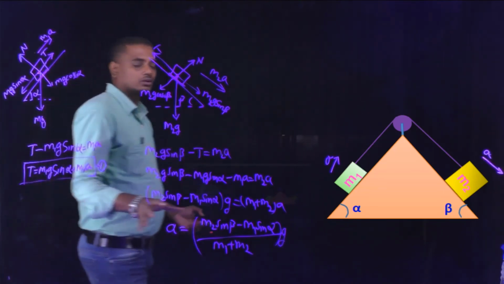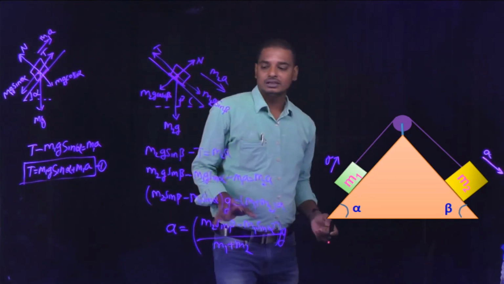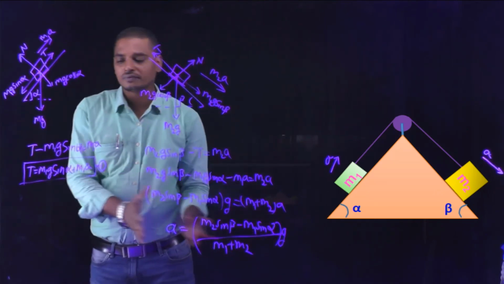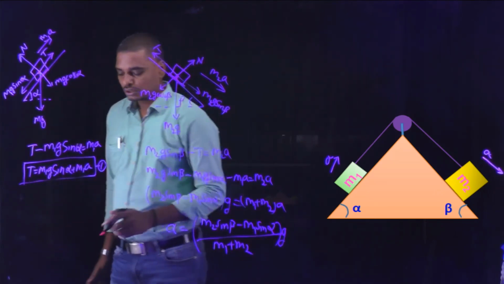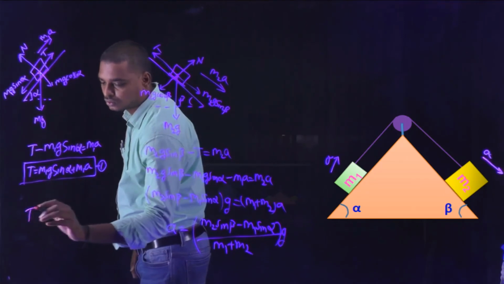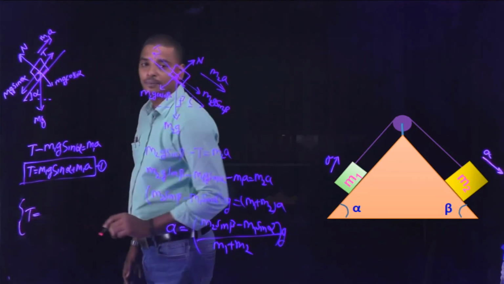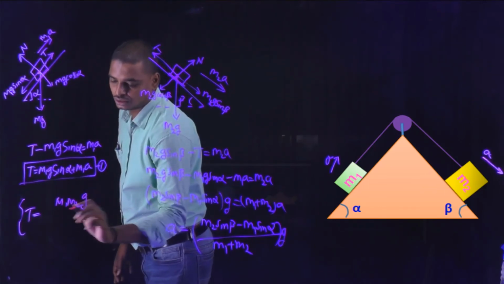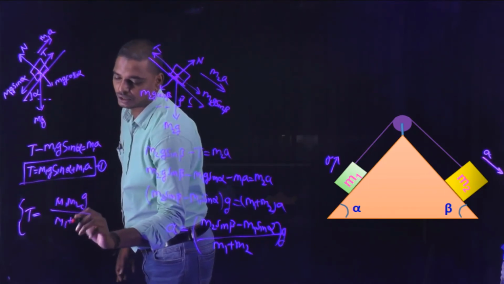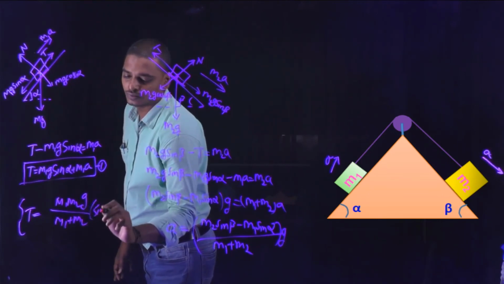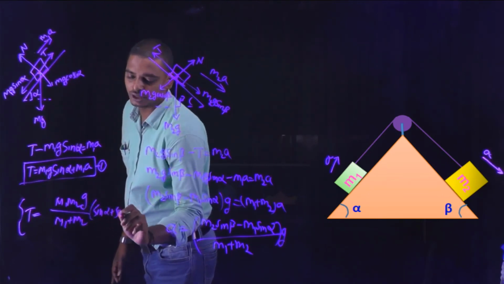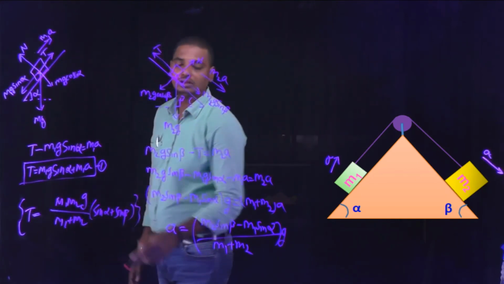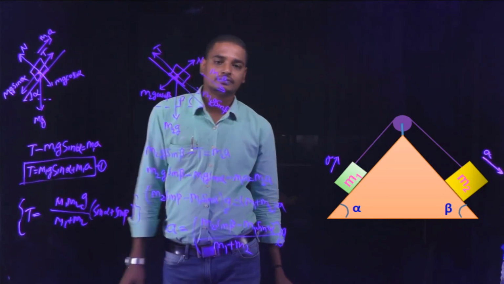Now we need to calculate the tension in the string. So tension in the string is calculated by substituting the value of a in equation 1. So the tension T is equal to, I am just writing the formula, T is equal to m1 m2 g by (m1 plus m2) into (sin alpha plus sin beta), which can be obtained by substituting the value of a in equation 1.